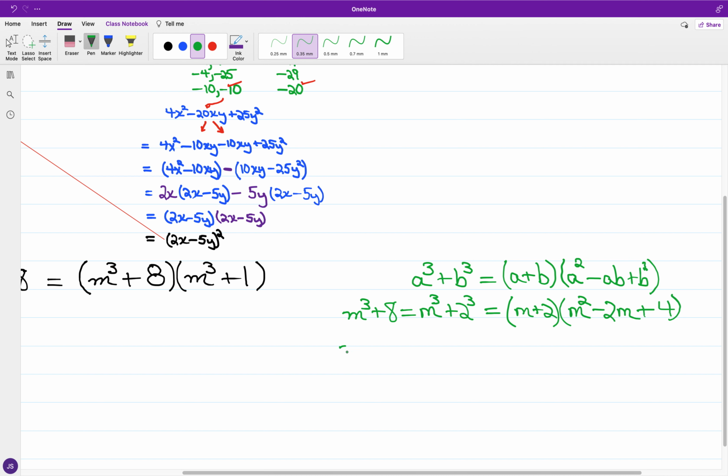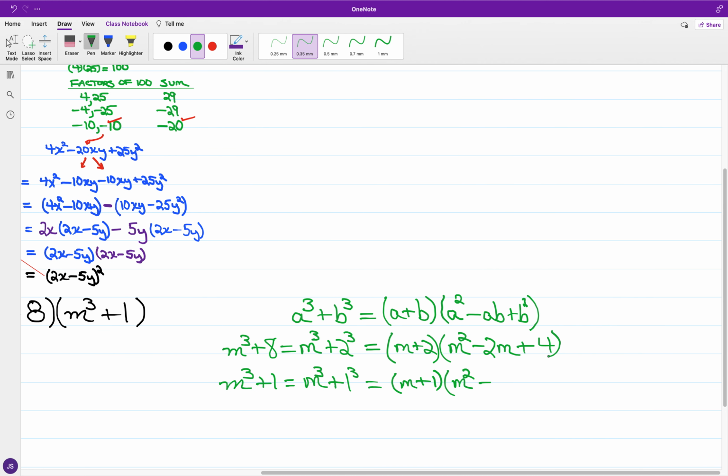And as for m to the third plus 1, 1 is the cube of itself. So think of it where a is m and b is 1. We're going to have m plus 1 for a plus b, and for the trinomial, a squared becomes m squared, minus a times b becomes minus m times 1, which is minus m, and b squared is 1 squared, which is 1.